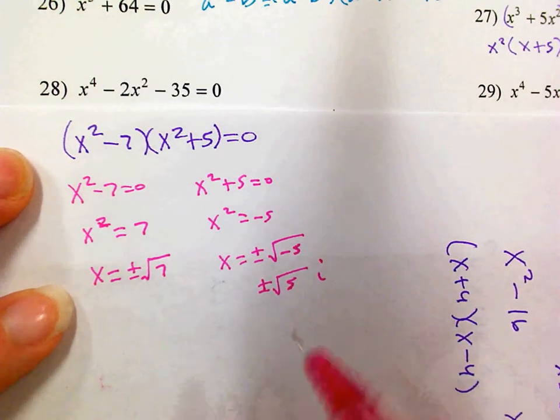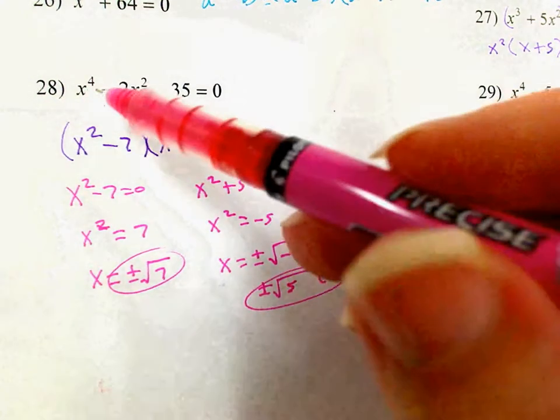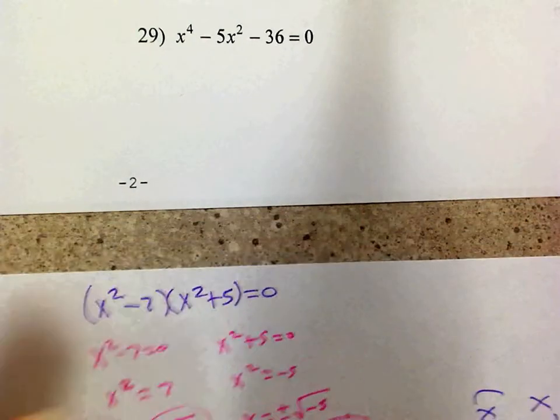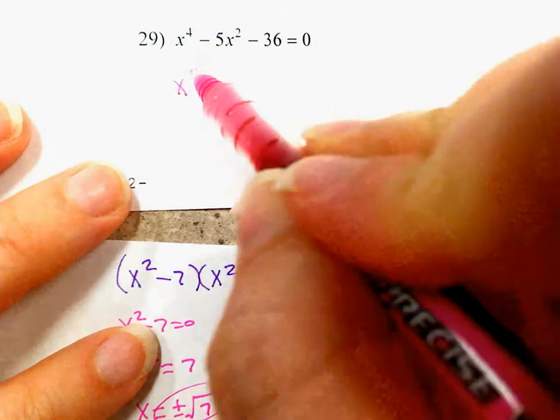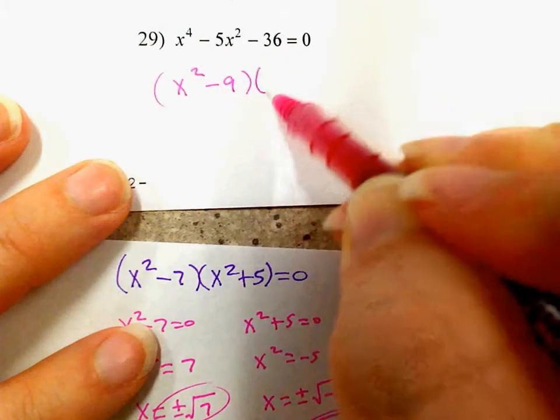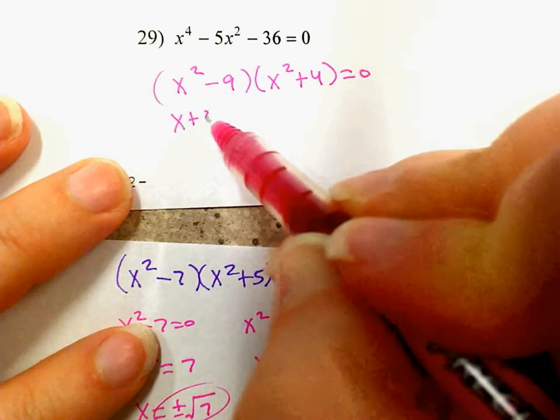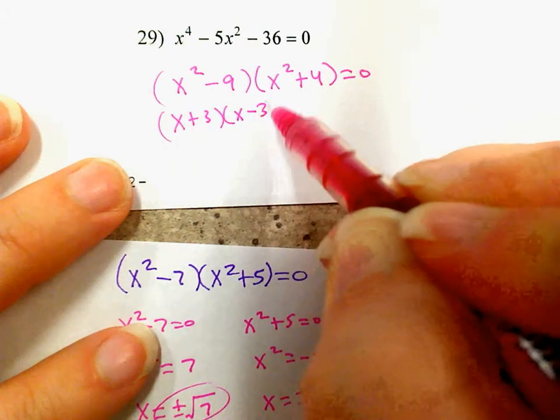Okay, last one, similar. x squared, factors of negative 36 that add up to negative 5. I'm thinking negative 9 and positive 4. Okay, this one factors to x plus 3, x minus 3. Do I have to be able to do that in order to find the answers? No. I could just say set it equals 0 and solve, plus or minus 3.